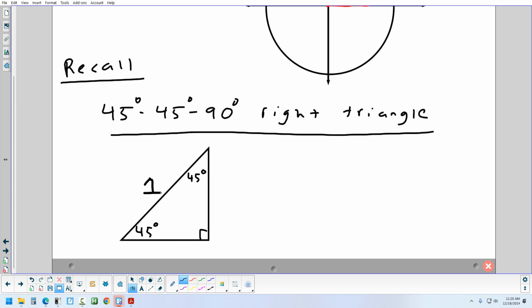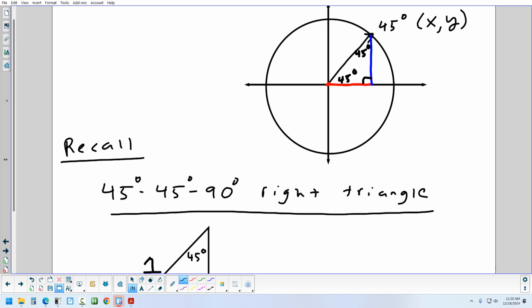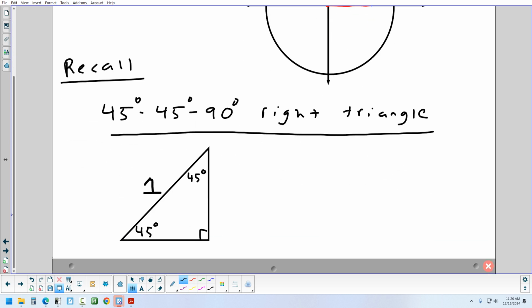Now, is the 1 directly the x or the y coordinate? Is it one of those directly? What do you think? No, the 1 isn't the x or the y. But we can use it to get the x and the y.